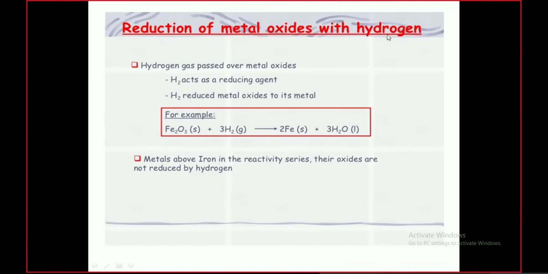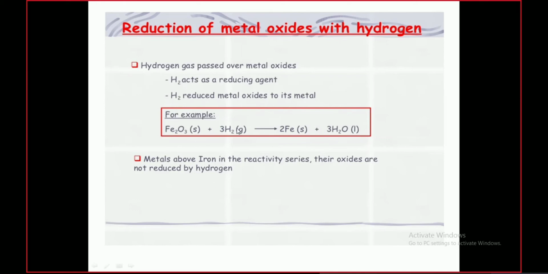Commonly we know that when hydrogen reacts with oxygen, water is produced. So the same is going to happen here. Hydrogen when passed over metal oxide, what will happen? Hydrogen will act as a reducing agent. We have already studied in the oxidation reduction chapter that whenever a certain substance or element is reducing another compound or oxide, like the metal oxide, then that substance is a reducing agent. And if a substance is oxidizing the other substance, then that is an oxidizing agent.